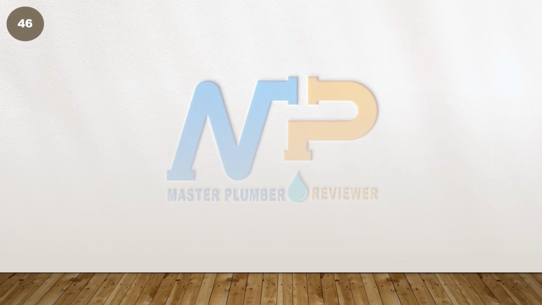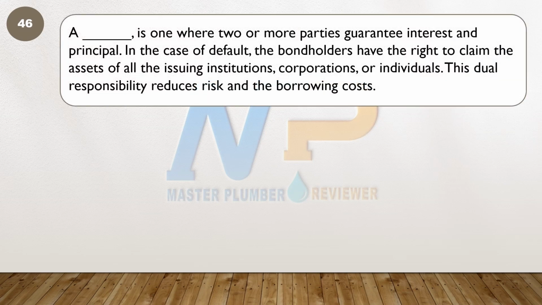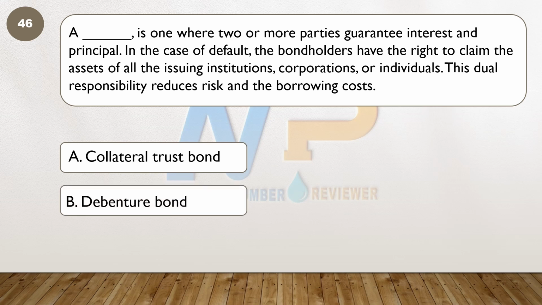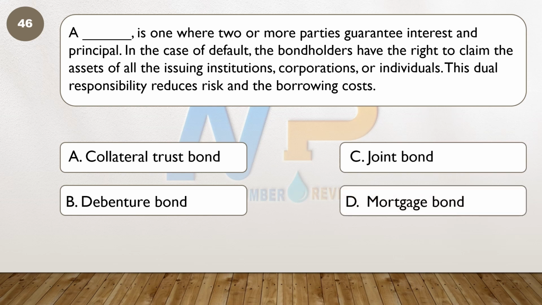Number 46. A blank is one where two or more parties guarantee interest and principal. In the case of default, the bondholders have the right to claim the assets of all the issuing institutions, corporations, or individuals. This dual responsibility reduces risk and the borrowing costs. A. Collateral trust bond. B. Debenture bond. C. Joint bond. D. Mortgage bond. The answer. It's C. Joint bond.